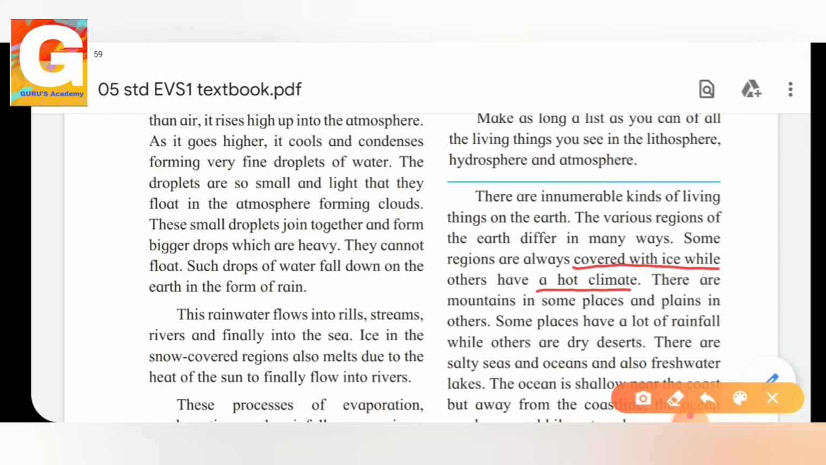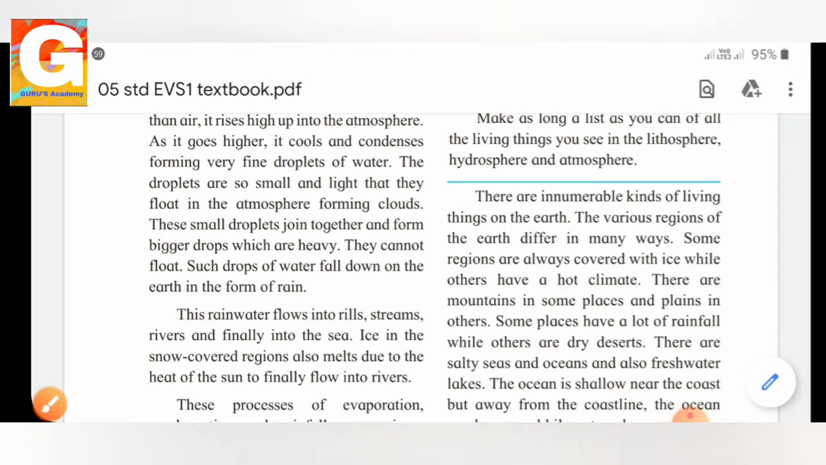There are also mountains in some places and plains in others. Yes, we have seen it at the starting of the lesson. There was a picture given where we can see some places having mountains while some places have plains. And some places have a lot of rainfall while others have dry deserts. Yes, you must have heard there are some places where there is continuous rainfall, like Cherrapunji in Meghalaya in India. There is heavy rainfall in Cherrapunji, while others are dry deserts, like Rajasthan. We can hardly see land over there, it is a dry desert.